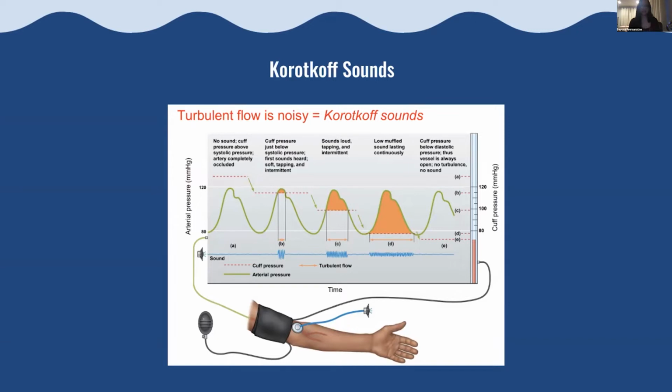Then as that pressure slowly releases, you get some turbulent flow going through because the vessel's not completely open, but it's slowly starting to open. That turbulent flow creates sound, and that's what you'll hear as a muffled sound, which will get louder and louder. And then once the cuff is completely released and there's no more pressure being exerted by the cuff, you will not hear any sound, because there's no turbulence and the blood is just flowing through. So these are your five key stages in this graph here.